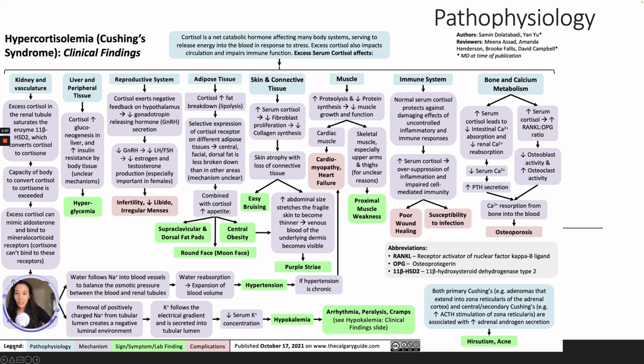So you're going to see some hyperglycemia, supraventricular and dorsal fat pads, central obesity, a round moon face, easy bruising, hypertension, hypokalemia, arrhythmias, paralysis, cramps, proximal muscle weakness, and see acne and hirsutism. It's pretty much excessive hair on your face and body. And different complications you're going to see with these patients: infertility, decreased libido, irregular menses, cardiomyopathy, heart failures, poor wound healing, susceptible to infection, and osteoporosis.